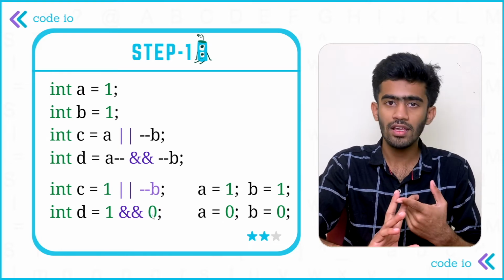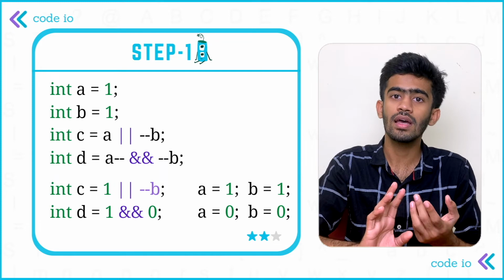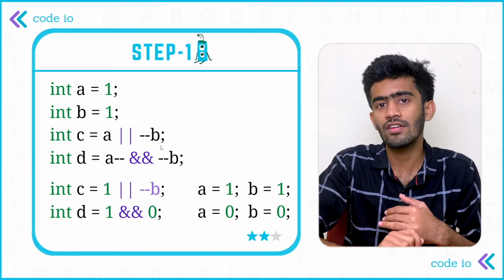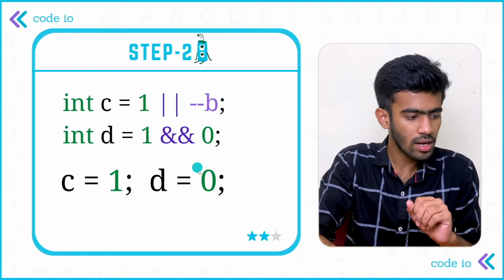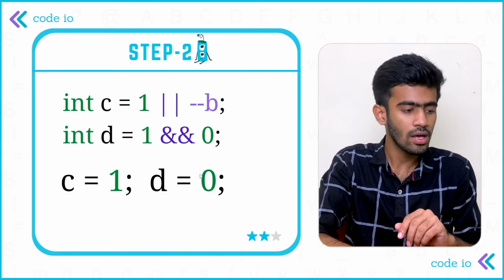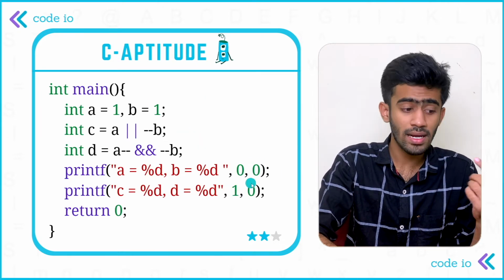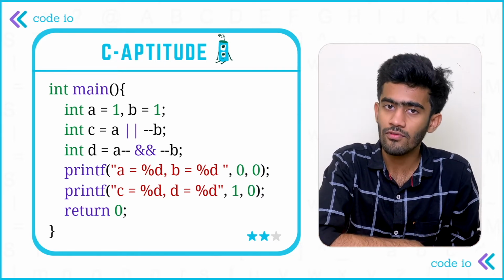So the value of a is decremented to 0, the value of b is decremented to 0, the value of c is 1 as we saw in the earlier expression, and now the value of d is also 0. So c is equal to 1, d is equal to 0. The values that will be printed are a 0, b 0, c equal to 1 and d equal to 0. This is the output that we get for this question.